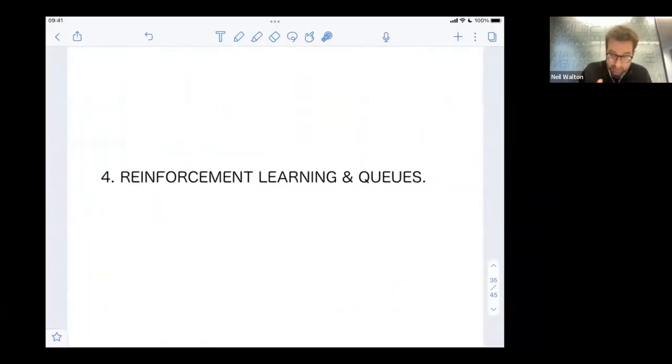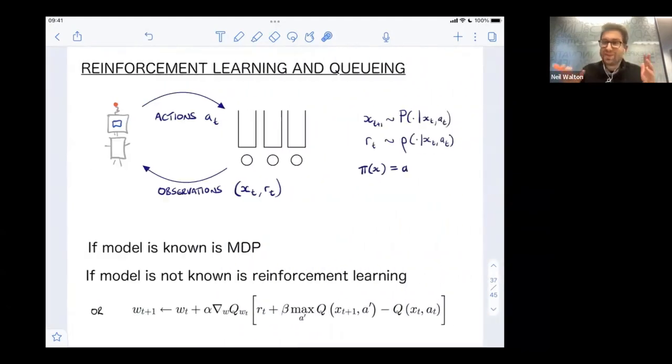And then the final bit, reinforcement learning in queues. Last summer, Mengdi Wang, who's at DeepMind, and Nicolas Gast, who's at INRIA, organized a workshop on reinforcement learning in queuing systems as part of the Sigmetrics conference, okay? So here's an overview of some of the things that came out of that, okay?